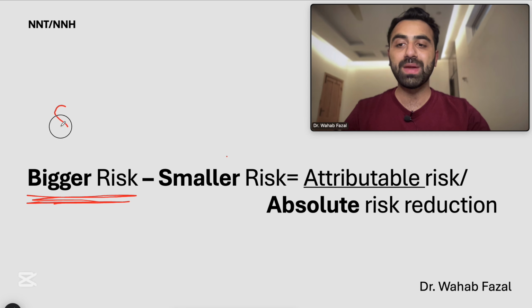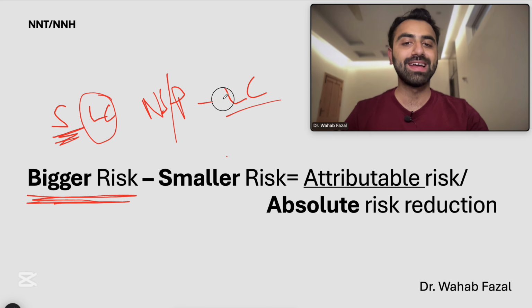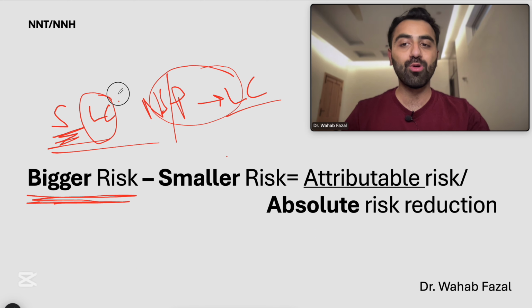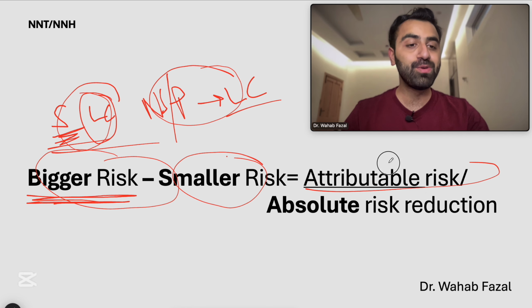Let's say you're comparing smoking risk for lung cancer. One group is the smoking group, and we compare the risk for lung cancer with the placebo or non-smoking group, people who don't smoke, and their risk for developing lung cancer. So you subtract the non-smoking group from the smoking group, you keep this first and this latter, and you get attributable risk.